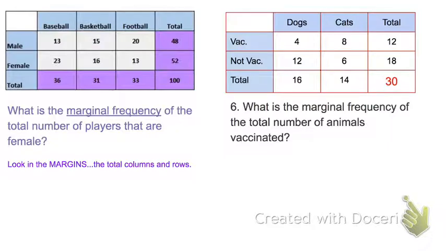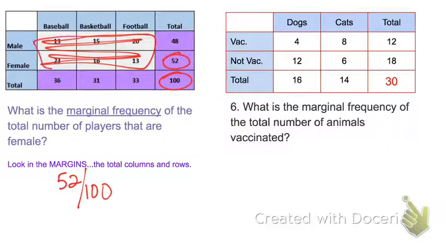Marginal frequency is dealing with the margins. So for mine, it's the purple totals. So here it says, what is the marginal frequency that of the total players, any are female? So there's 52 out of 100. So for this, we're not going to look at any of the numbers here in the middle. We're just looking at whatever numbers they're talking about in the margins.